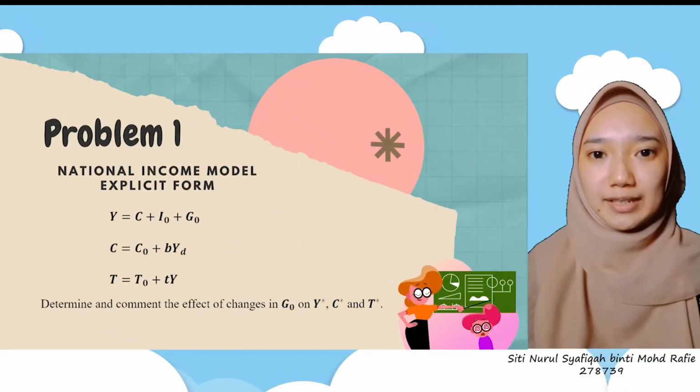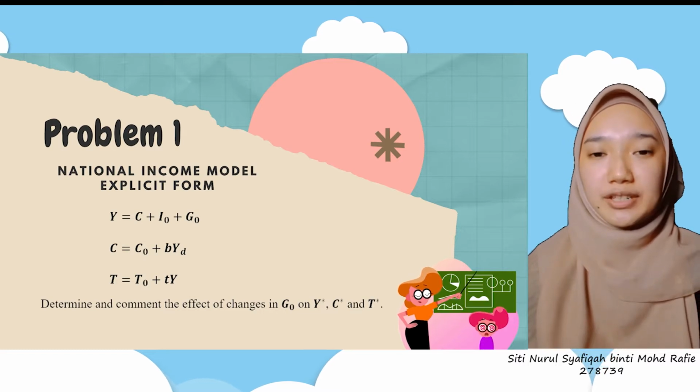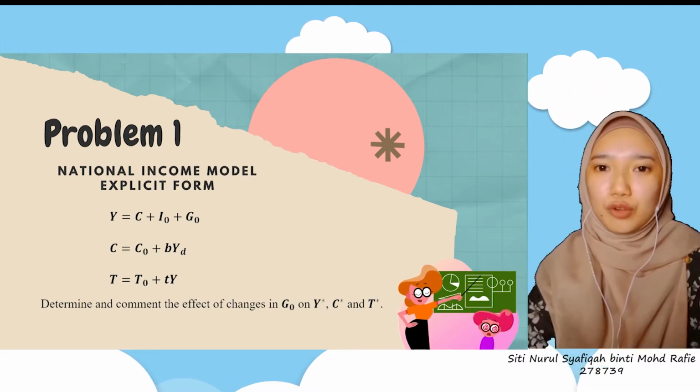We are going to present problem 1 and also problem 3, Roman 1. Problem 1 is an explicit form and national income model. We will use the reduced form to solve it.